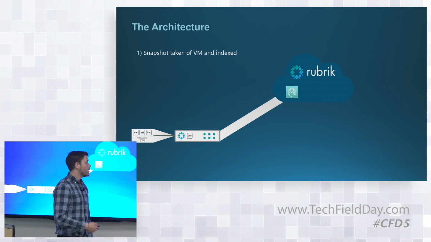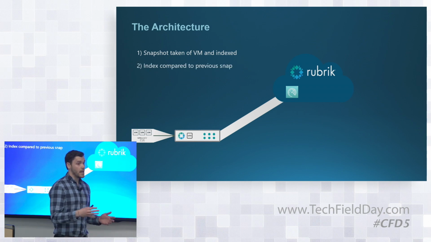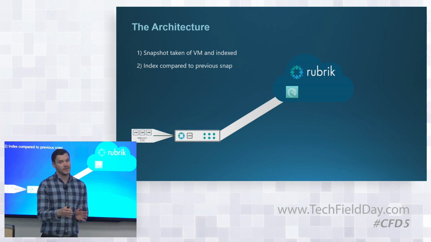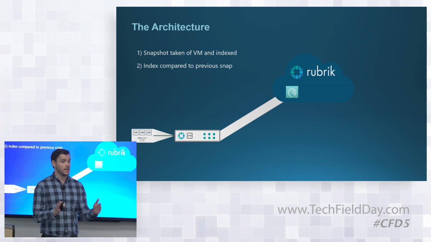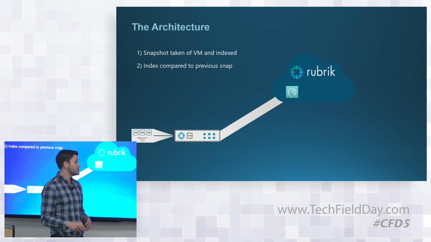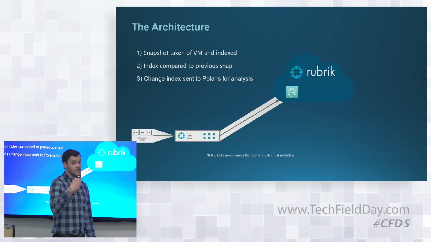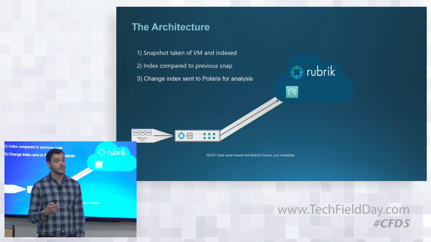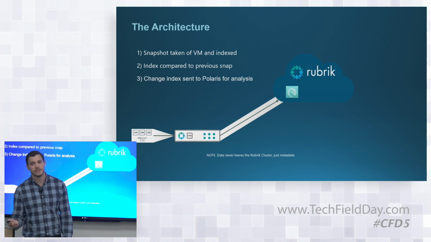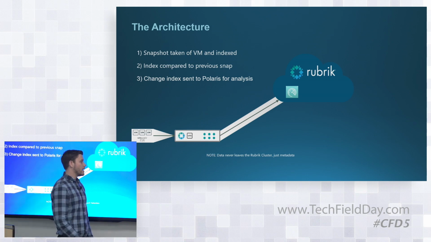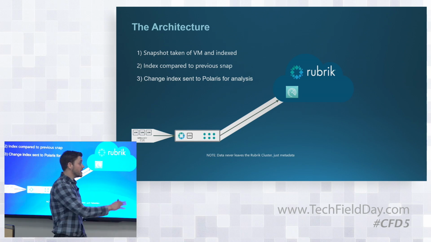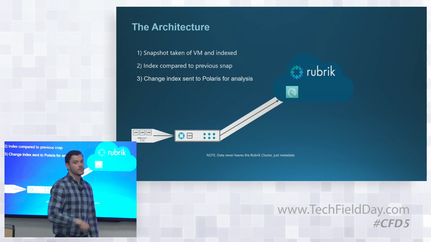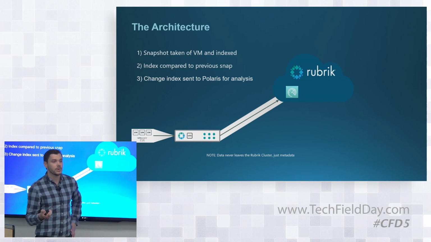What we're doing with Radar is we're taking it a step further. After indexing, we compare that index, or that point in time, to the previous snapshot to determine exactly what changed between those two points in time. And then we send that change index describing the change up to Polaris, which is where all of the deeper analysis occurs. And a quick point I'll call out, like David said, we want to make sure that the data itself always stays within the customer's control. So the data actually never leaves the Brik. It's only that metadata describing the change that is uploaded into Polaris.